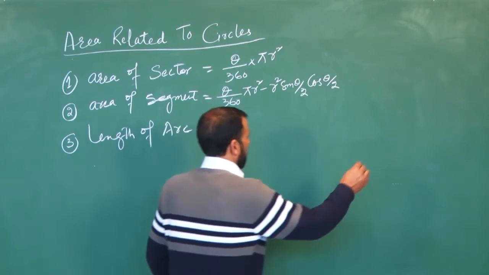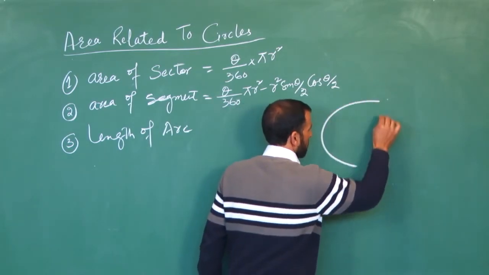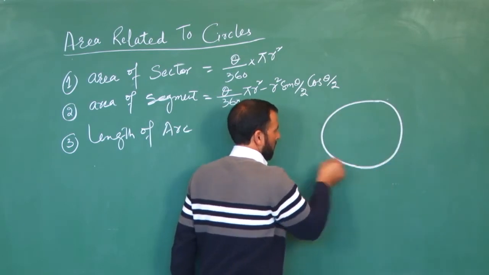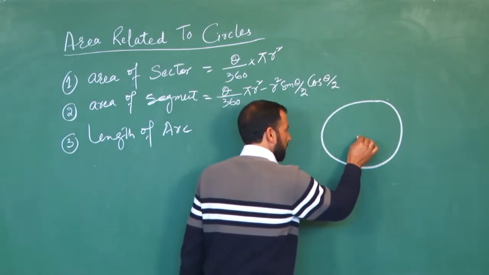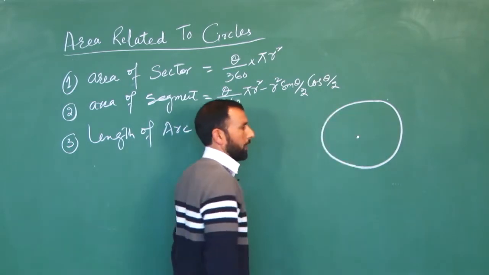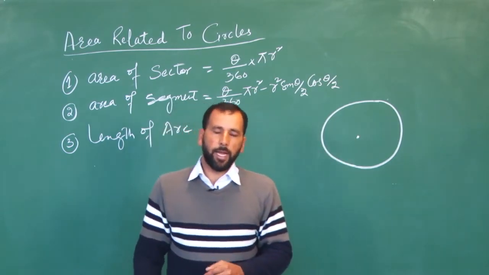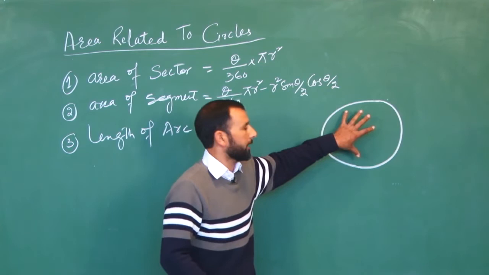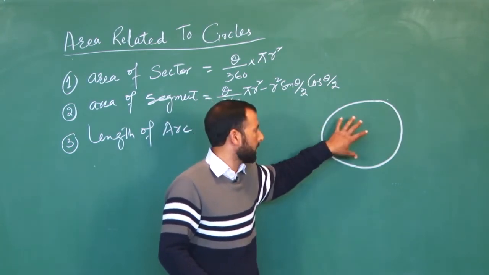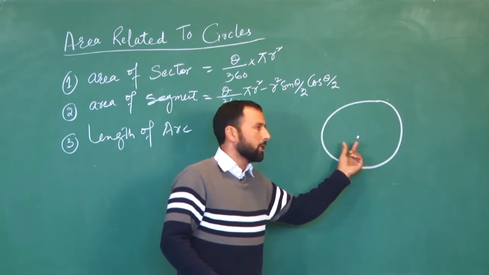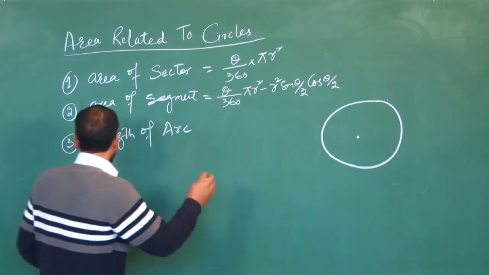Let us draw a figure. We draw a circle here. Let this one be the center of the circle. If this arc in a circular region subtends a 360 degree angle at the center, then the figure so obtained is said to be a circle. So if the angle subtended at the center is 360 degrees, the figure obtained is a circle.